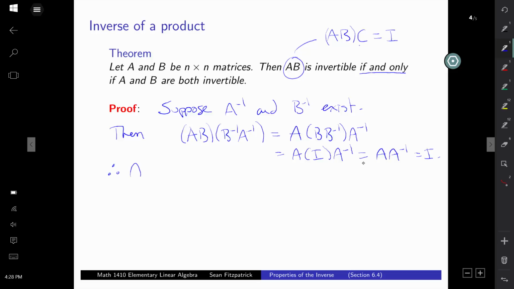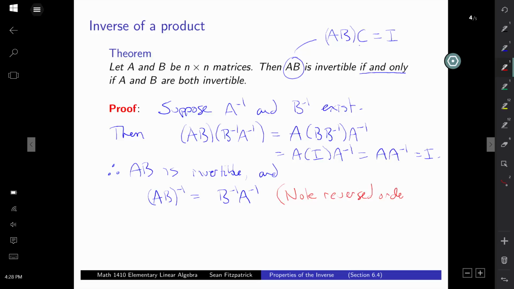So that tells me two things. It tells me that AB is invertible, and that the inverse of a product is the product of the inverses. But note that the order is reversed. So when you take the inverse of a product, you have to change the order. Remember that the order of multiplication matters for matrices.